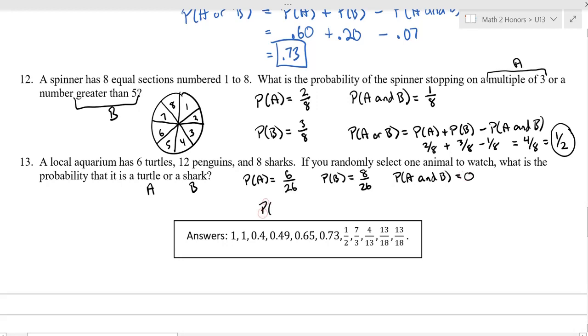So the probability of A or B is just going to be the probability of A plus the probability of B. You don't need to subtract the probability of A and B. You can, just subtracting 0, but you don't need to. So we got 6 out of 26 plus 8 out of 26, which is 14 out of 26. Reduce that, you get 7 out of 13.